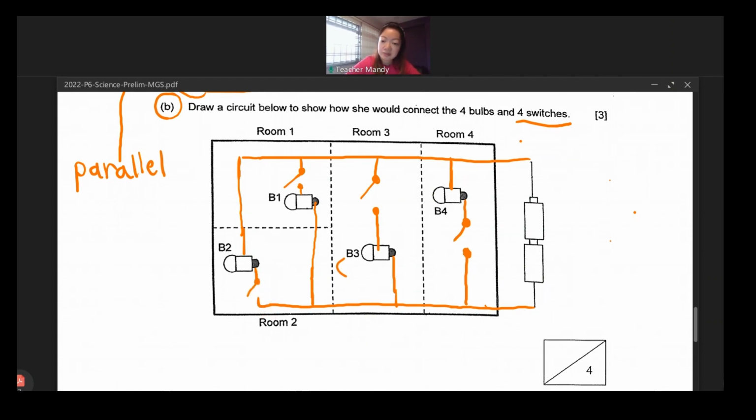And done. All right. And then double check, is everything connected properly? The batteries are connected properly. I'm connecting to the bulb, the casing and the tip, the casing and the tip, casing and the tip, and it's all good. Yep. So I have 4 switches, 1, 2, 3, 4 switches. 4 bulbs, 1, 2, 3, 4. They're all in parallel. Yep. I've done all checks.